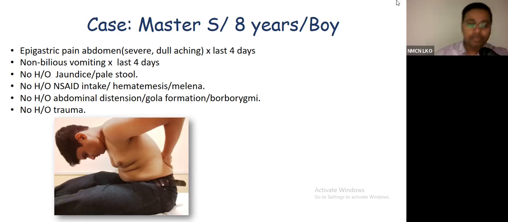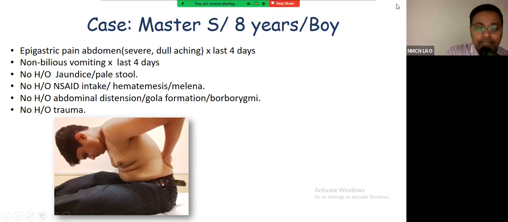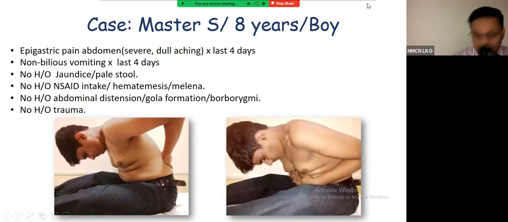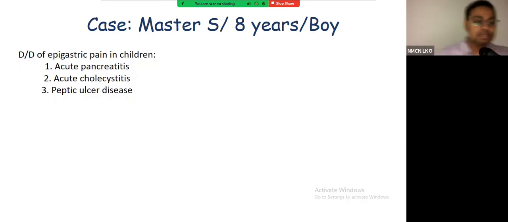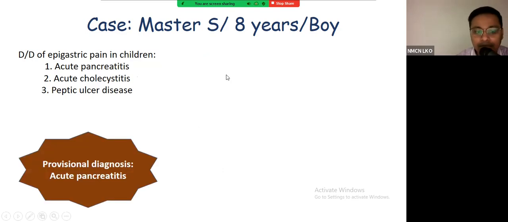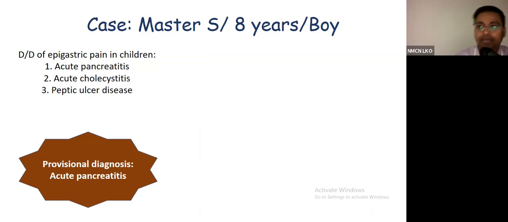The characteristic of the pain was that it was radiating to the back, and it was getting relief from bending forward position. Usually the differential for epigastric pain in children is acute pancreatitis, acute cholecystitis, or peptic ulcer disease. But with the typical history of severe, dull aching epigastric pain, radiating to the back and improving on bending forward, our provisional diagnosis is acute pancreatitis.